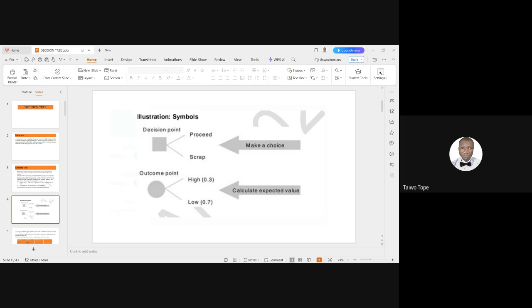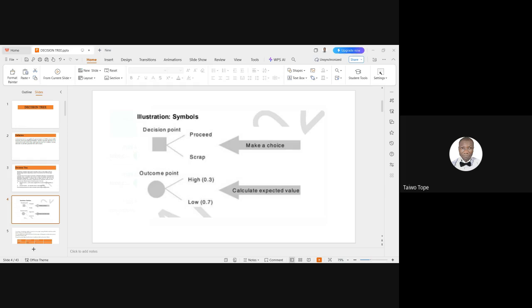Now, what are the steps required to solve questions involving decision tree? What are the steps required? Number one, you can write in your book. Number one step involved is you draw and label the decision tree. You draw and label the decision tree. That is the number one step for you to come up with a decision tree.